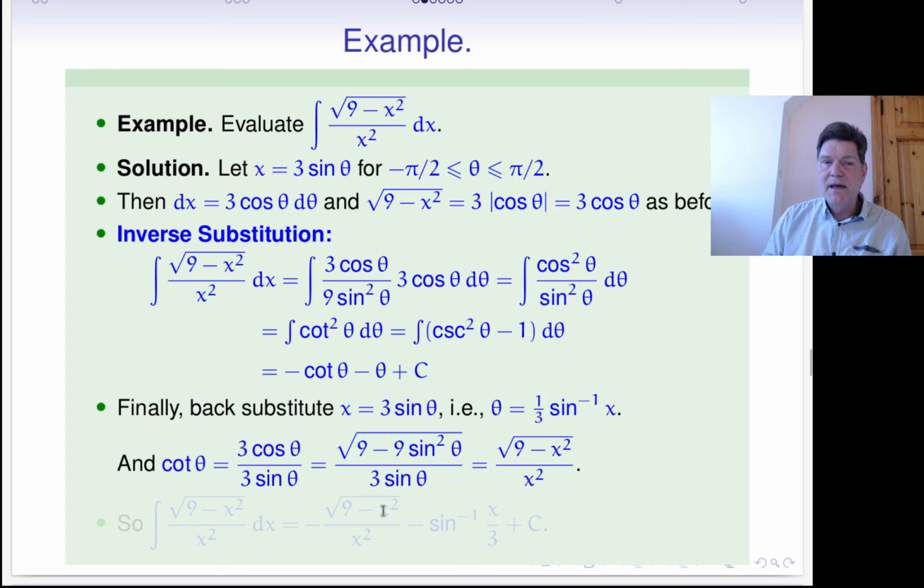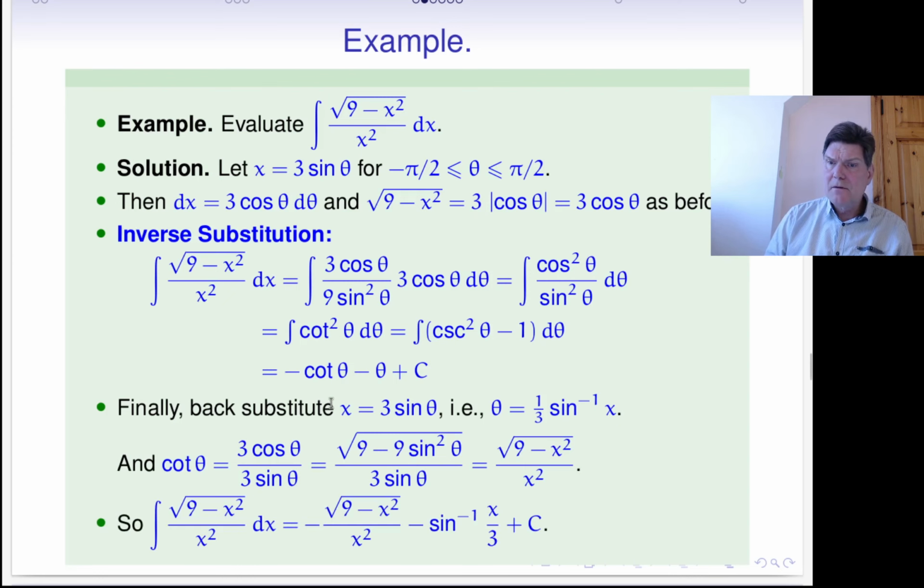For the cotan theta expressed in terms of x is the square root of 9 minus x squared divided by x squared. Oh, that's the old integrand. Anyway, that now solves the integral.